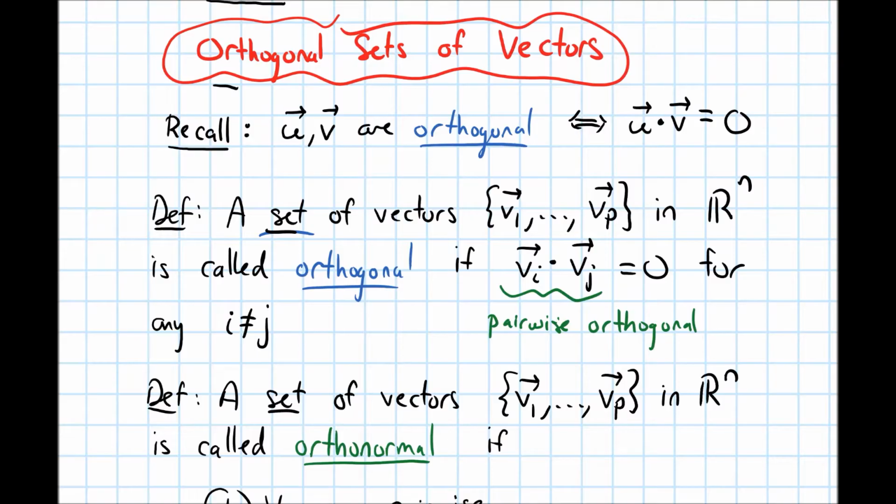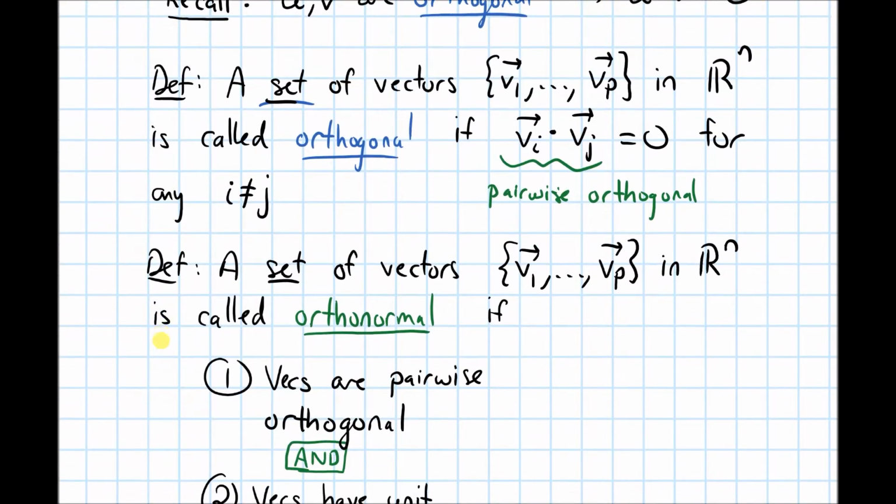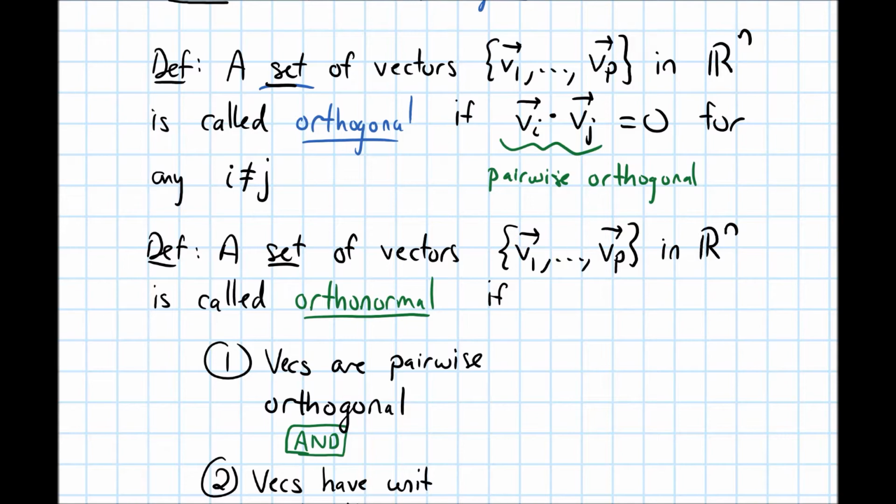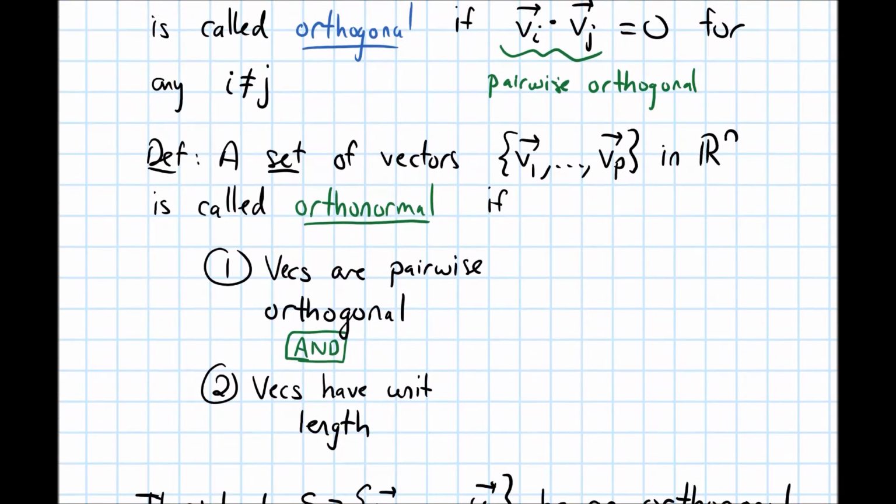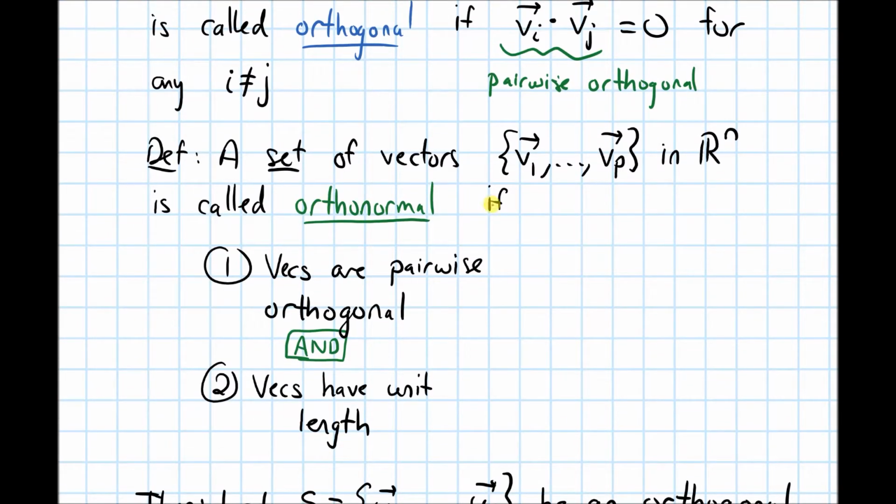So we can similarly define what it means for a set of vectors to be orthonormal. If we have a set of vectors v1 up to vp in Rn, that set of vectors is called orthonormal if, well, we need two things. The vectors need to be pairwise orthogonal, and the vectors have to have a length of 1. They have to be unit length. Okay, so let me break both of these down a little bit more.